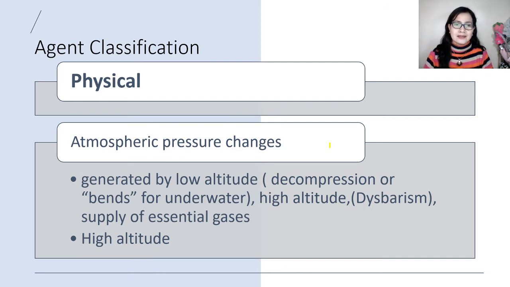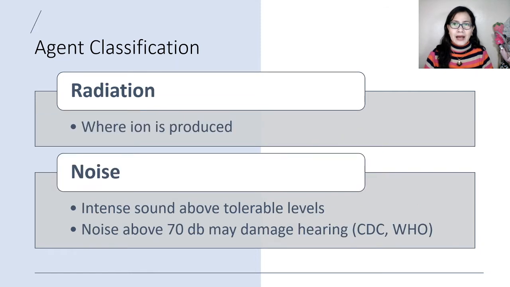Next we have radiation. Radiation is where ion is produced: alpha, gamma, X-ray. Again, this can be an agent. How about noise? Intense sound above tolerable levels can also damage our ears. Any noise above 70 decibels can damage the hearing, according to the Center for Disease Control and WHO.